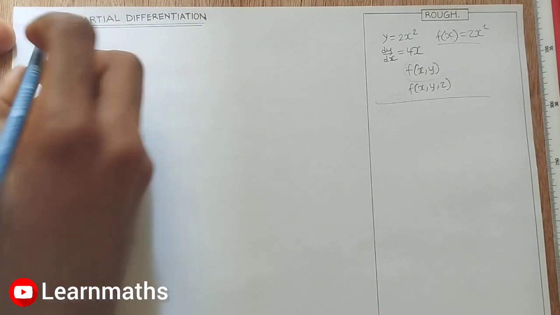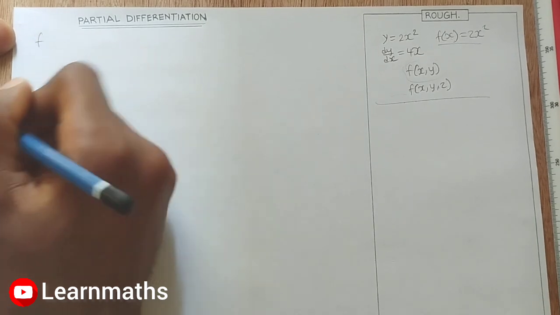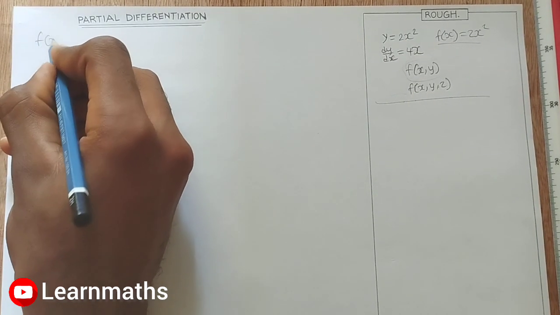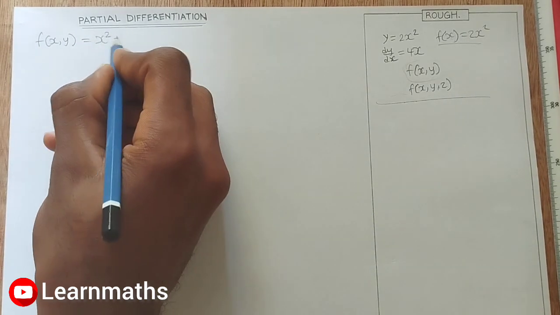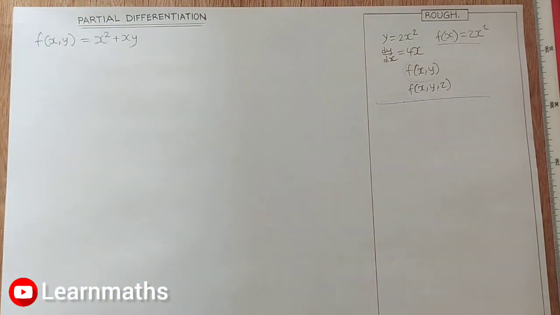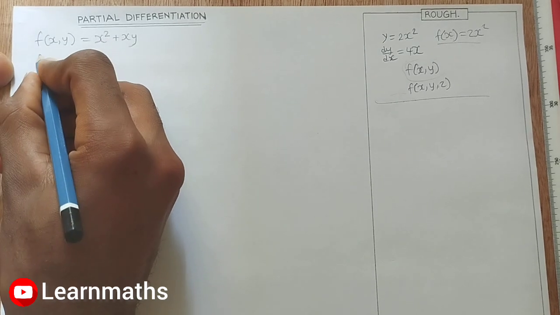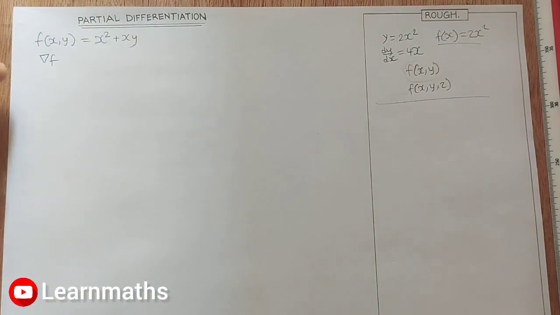Okay, let's say we have a function f, which is a function of x and y, and it's giving us x squared plus xy. Now we're asked to find the gradient of this function, which you can represent as the gradient of the function f. Now what do we do? How do we go about this? Remember I said you're going to differentiate it partially with respect to x and then partially with respect to y.